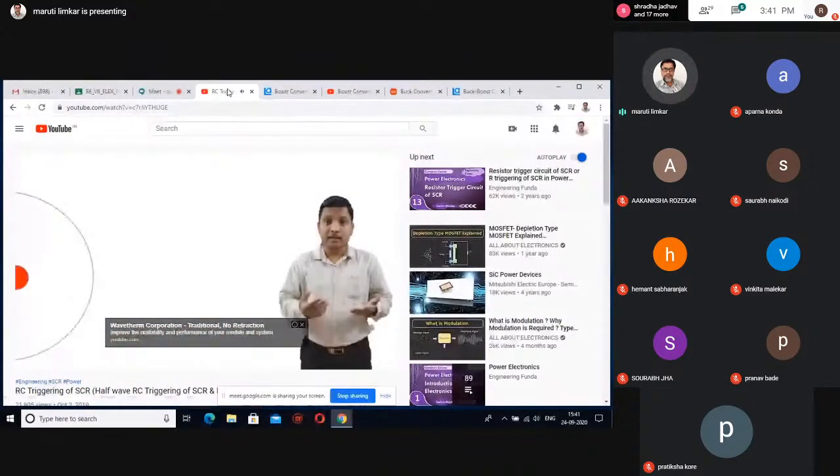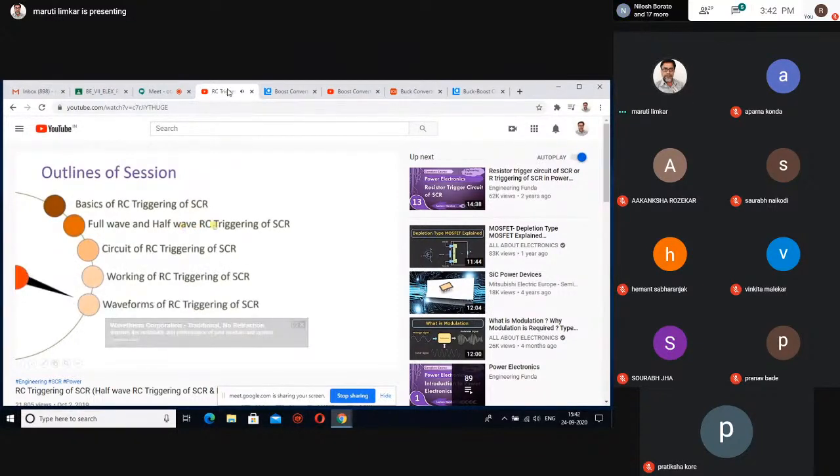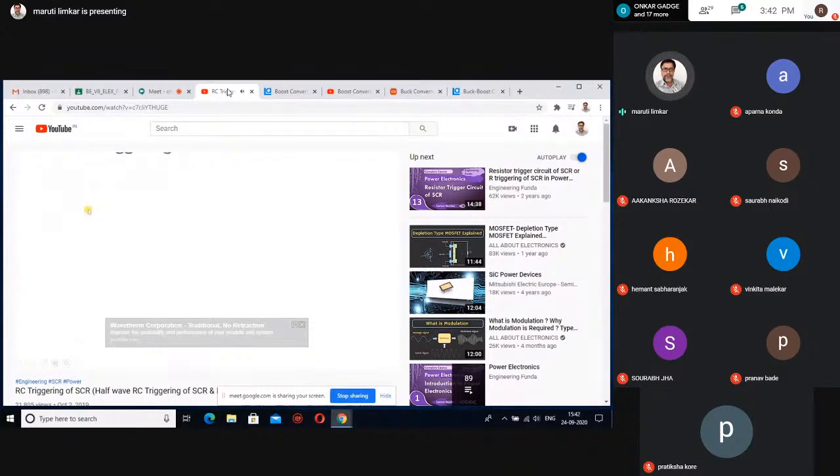First, I'll discuss the basics of RC triggering of SCR. Then in this session there are two different RC triggering circuits which I will explain: one is half wave RC triggering of SCR, and second is full wave RC triggering of SCR. After that, you will see circuits of both, then we will see the working, and then the waveforms of RC triggering of SCR for both cases. So let us begin with the first agenda, that is basics of RC triggering of SCR.